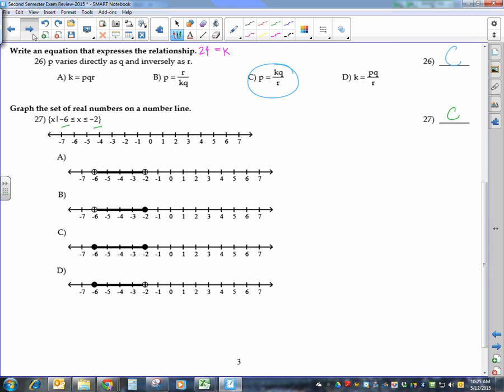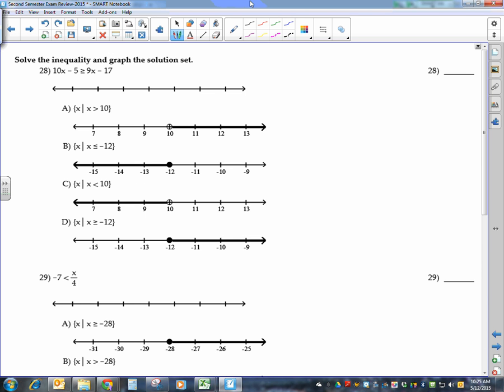Okay, so on to 28. Solve the inequality and graph it. If I have 10x minus 5 is greater than or equal to 9x minus 17, I'm going to collect my variables by subtracting 9x. 10x minus 9x is x, minus 5 greater than or equal to negative 17.